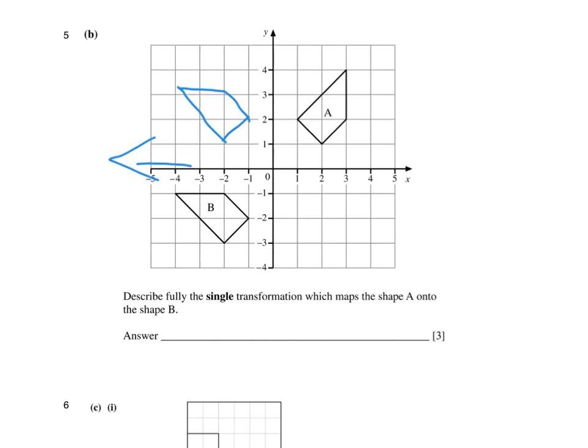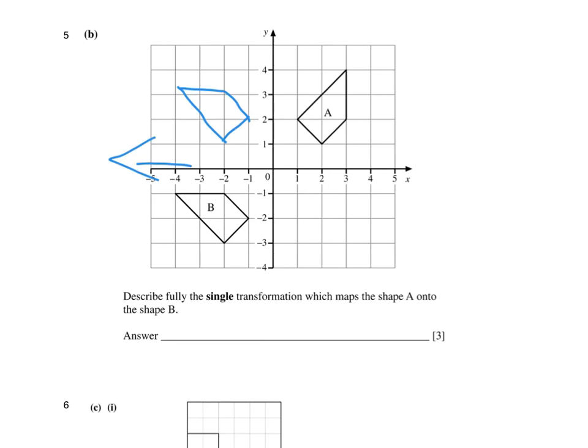So that has been a 3/4 turn. It's gone from north to east, south to west. That's been a 3/4 turn in a clockwise direction, which could also be stated as a 1/4 turn or a 90-degree turn in an anti-clockwise direction.